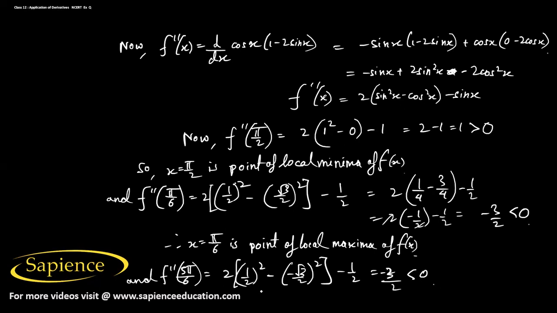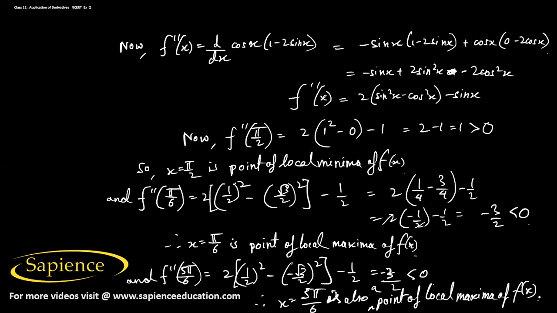So it means that therefore x equal to 5 pi by 6 is also a point of local maxima of the function f of x.